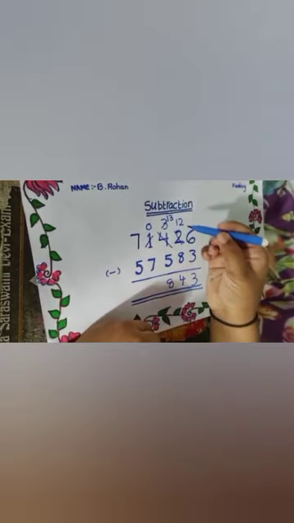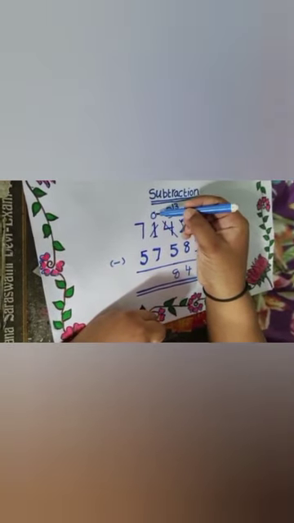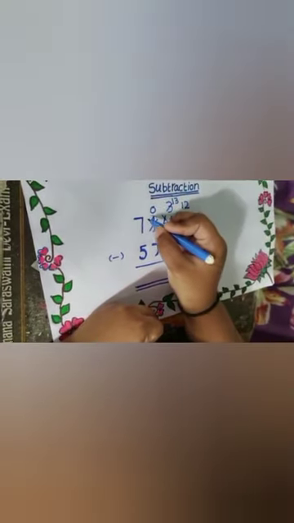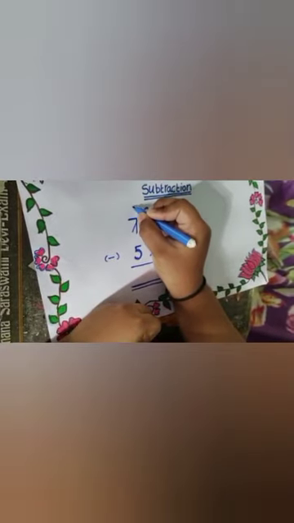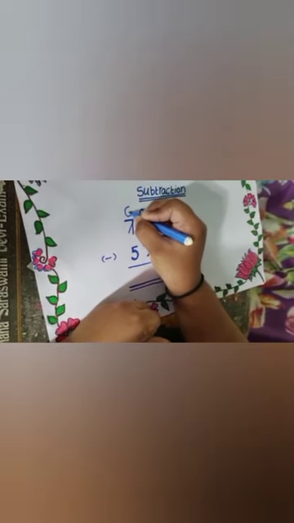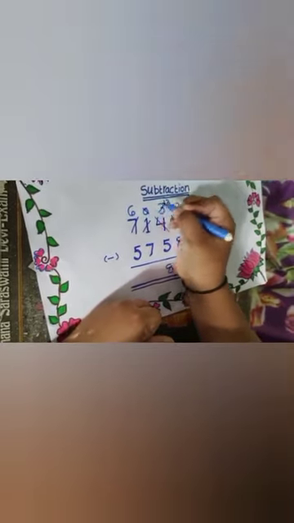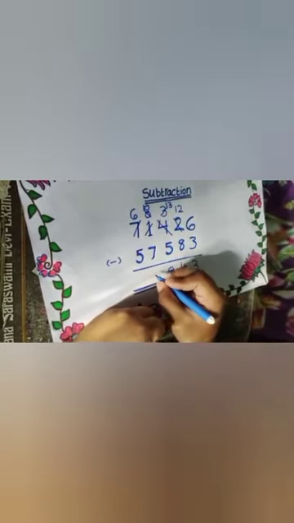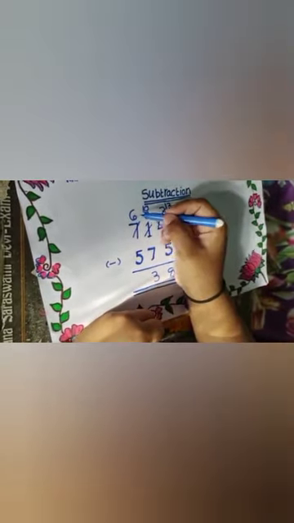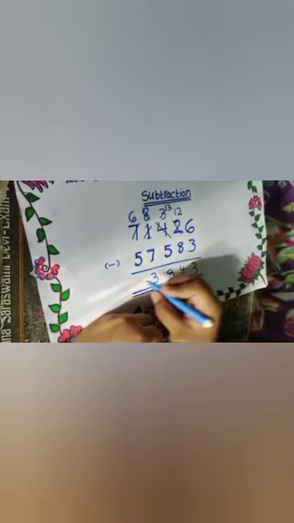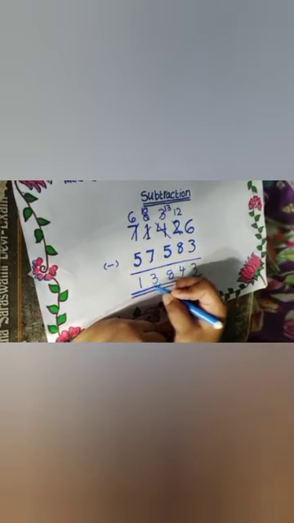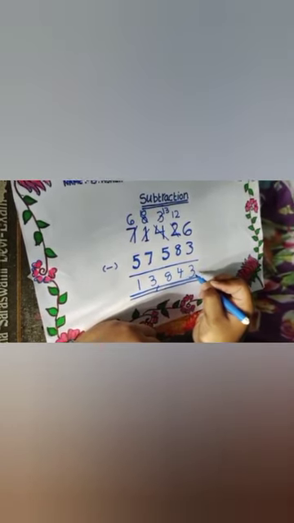We cannot subtract 0 minus 7. We can take borrow from 7. 7 will become 6. 0 will become 10. 10 minus 7 is 3. 6 minus 5 is 1. The answer is 13,843.